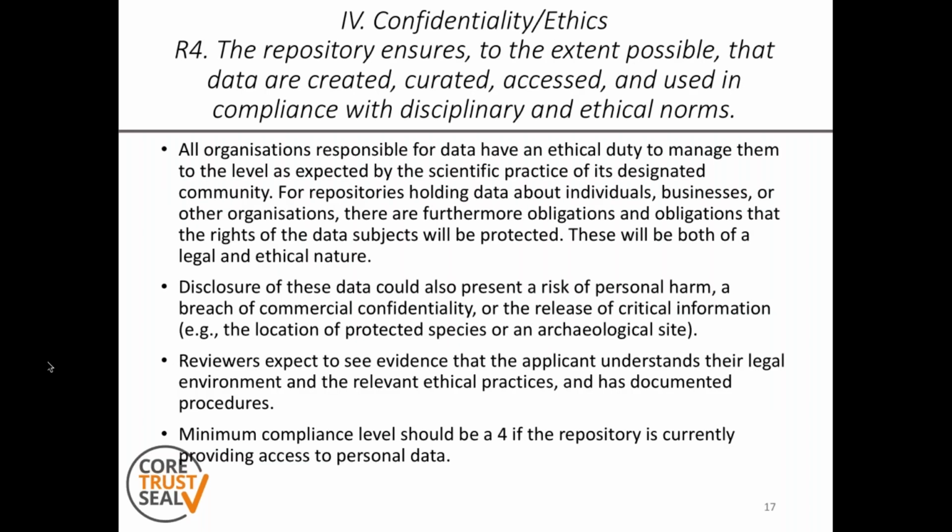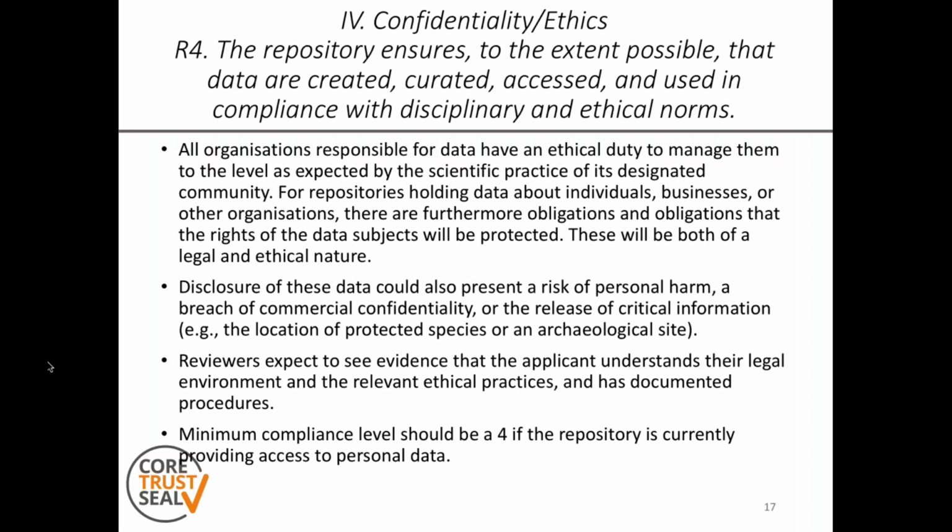I hope that's clear. Then I go to number 4, the confidentiality and ethics. This point is related, of course, I would say, with licenses, because licenses would be the place where this is documented, where this is made operational, so to say. But the point here is that the repository has to demonstrate that it follows all applicable legal, ethical, and disciplinary rules.